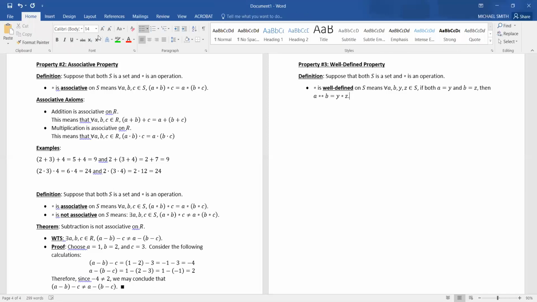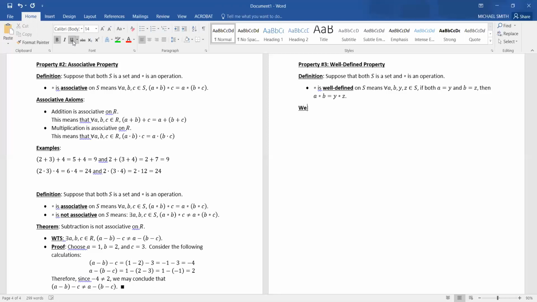Now, you should think of the definition of well-defined as a way of saying that an operation is internally consistent. If you combine equals with equals, you should end up getting equal things. In other words, there is only one possible value that A star B can be. It's not possible to get two different values for A star B. Now, all throughout high school, you took for granted that all four familiar operations were well defined.